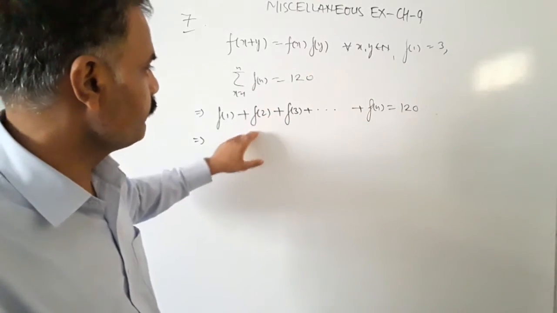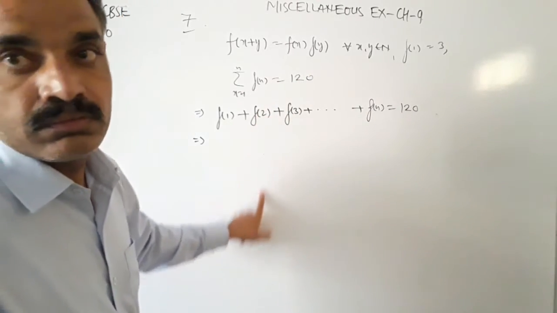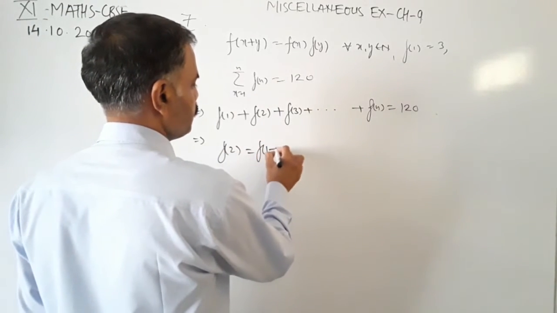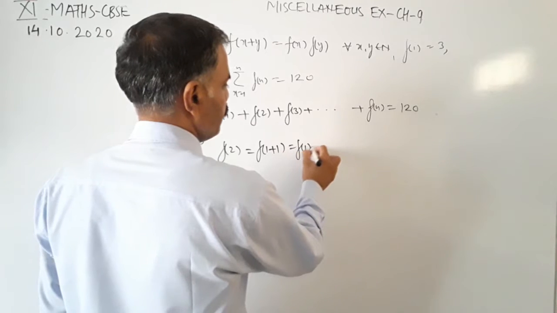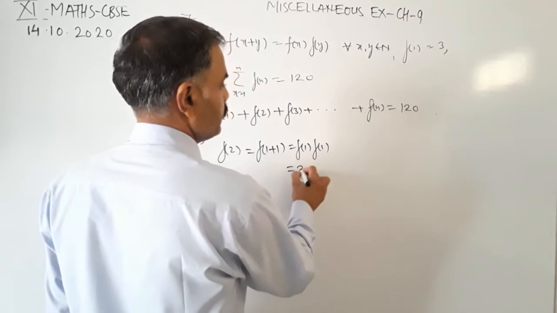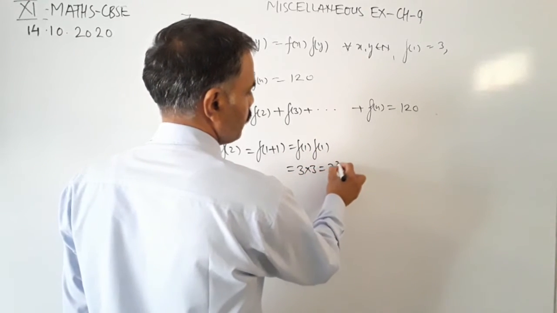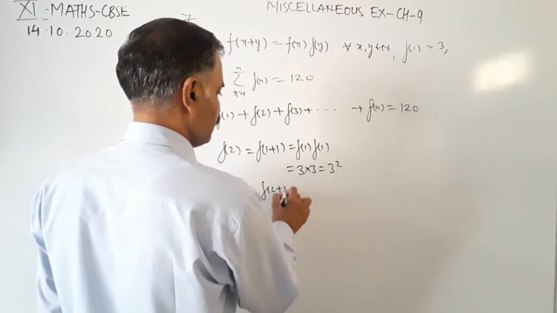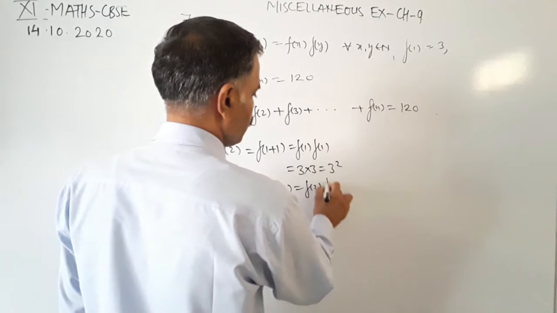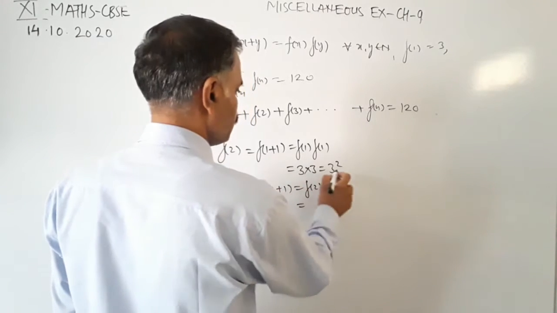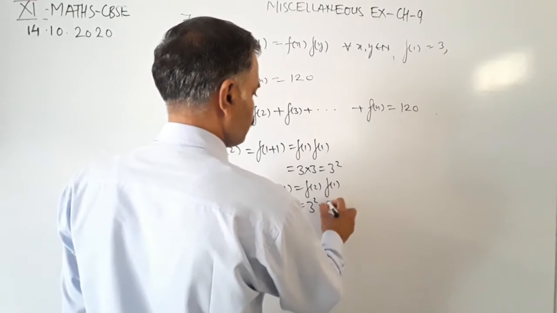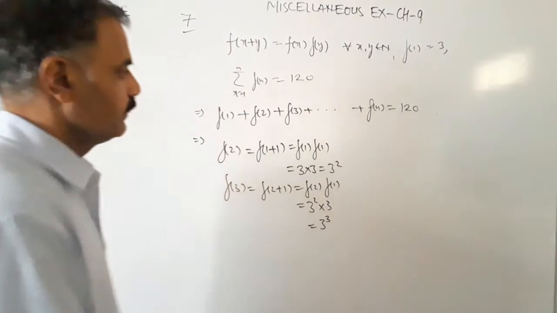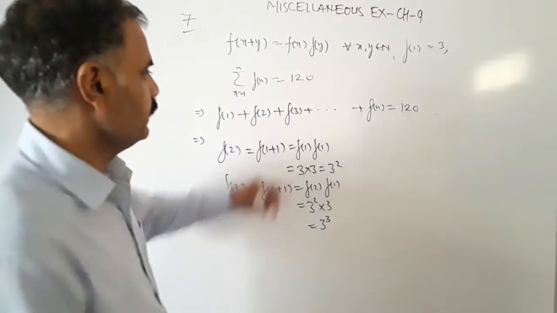Now we have to find the value of function 2. Function 2 is equal to function 1 plus 1, that is function 1 into function 1, that is 3 into 3 equals 3 square. Function 3 is equal to function 2 plus 1, that is function 2 into function 1. Function 2 is 3 square, function 1 is 3, that is equal to 3 raised to the power 3. So function 1 is equal to 3.